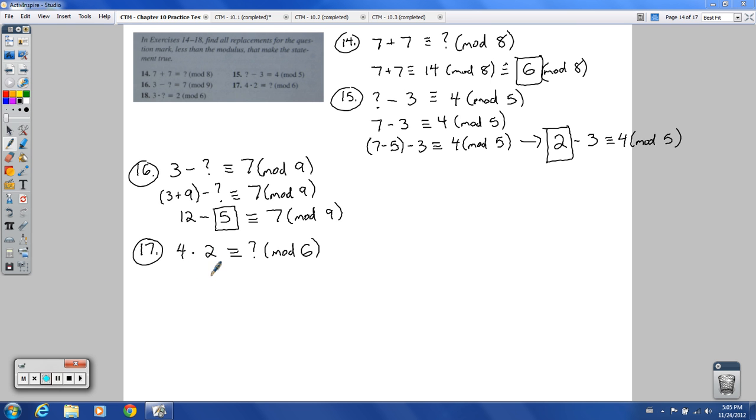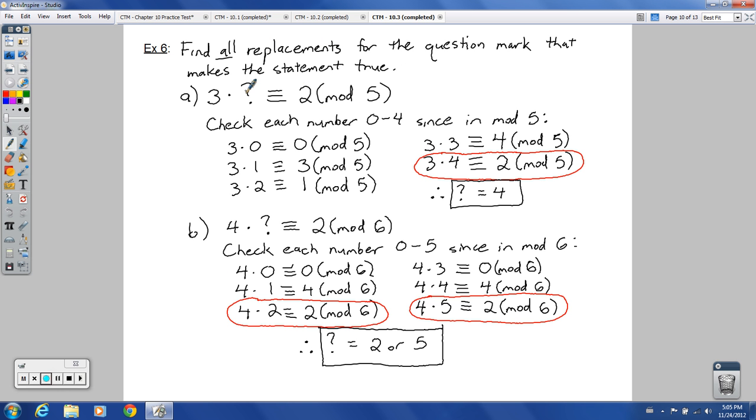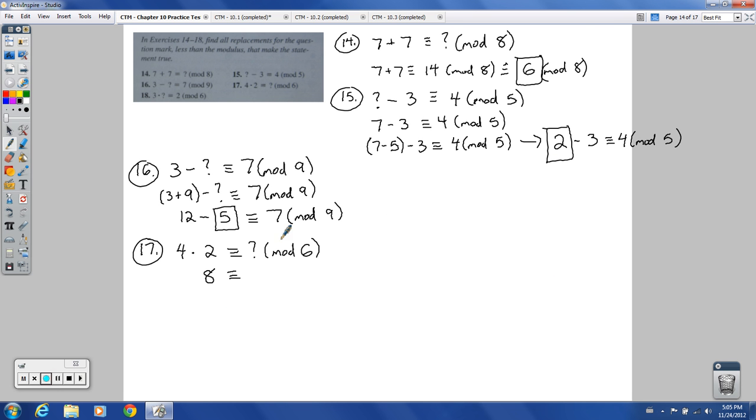4 times 2 is 8. This one's actually a little different than this one, because these ones had the question marks on the left side. This one has a question mark on the right side here by where the modulus is.